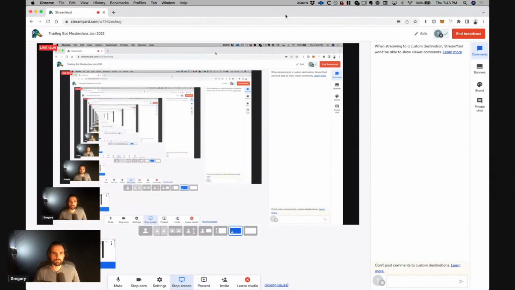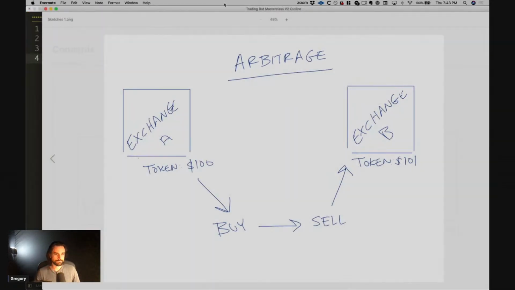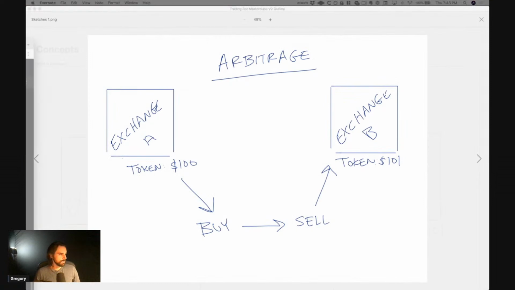Before we jump into the coding, let's start off with some basics. What is arbitrage? That's key to understand when we're talking about an arbitrage-based trading bot.